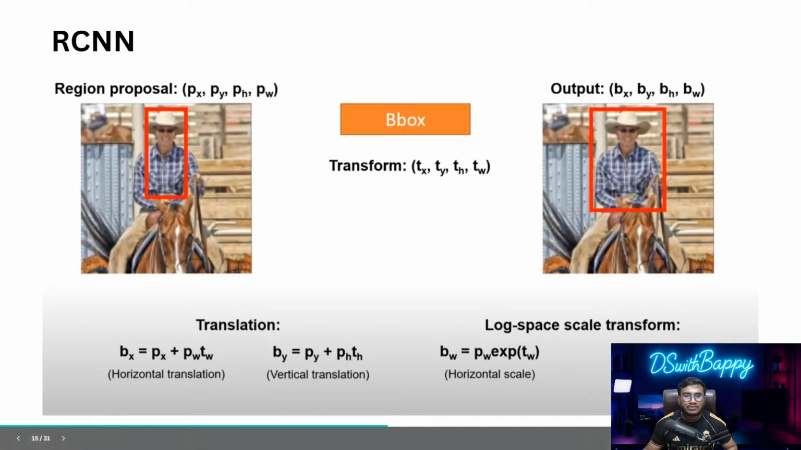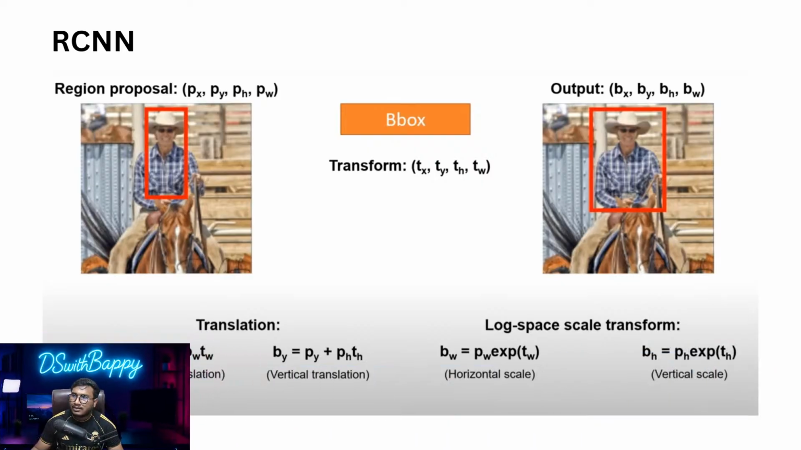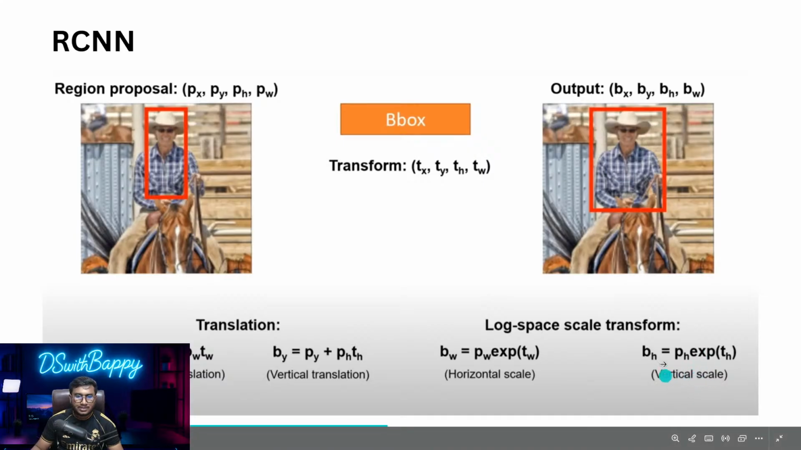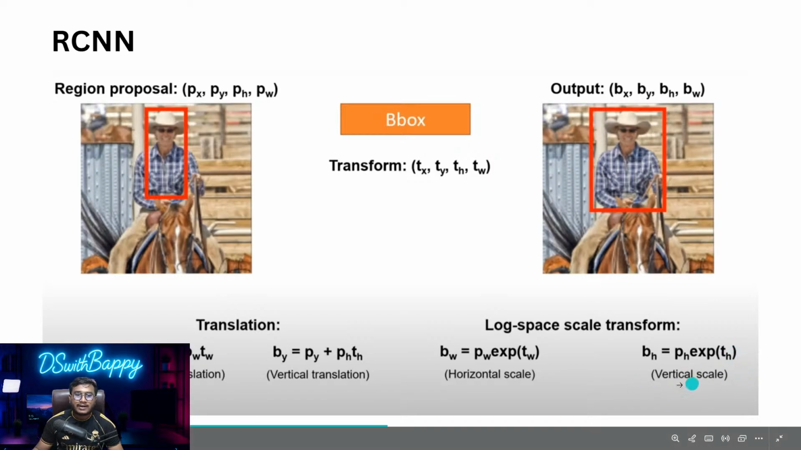Okay, this will be giving you the height, that means bh. So that's how you adjust the box position and the box size to get the full visibility of the object. Clear? I think this equation is not visible. Let me move my image again. Now I think it is visible, guys. You can see the BH equation. BH is equal to PH exponential of TH. This is called vertical scale.